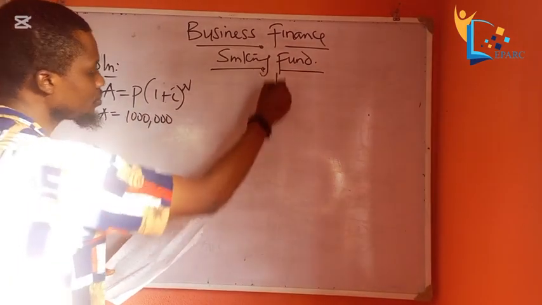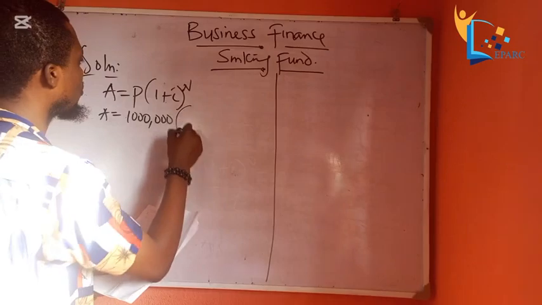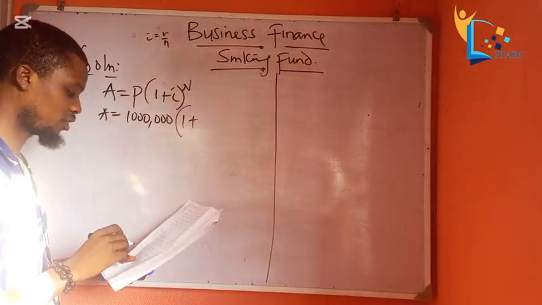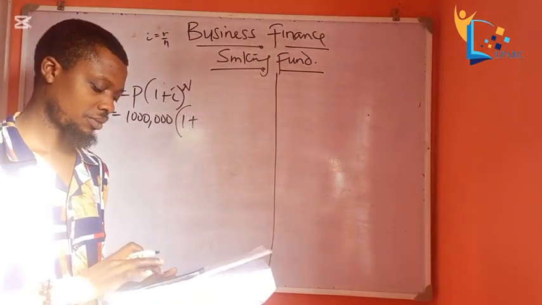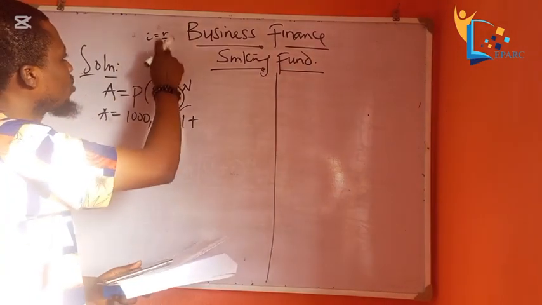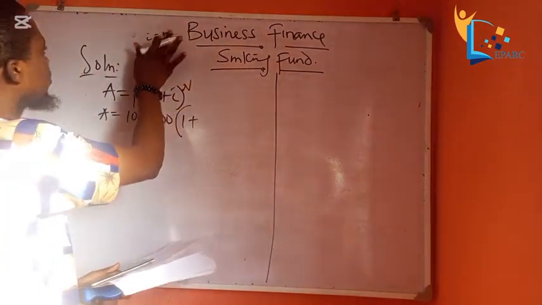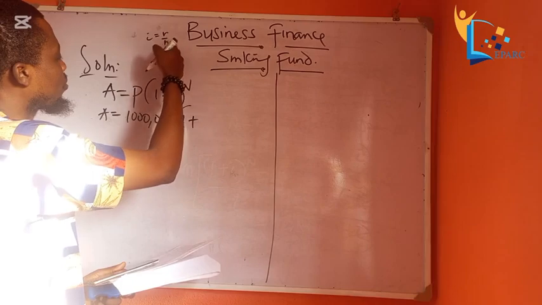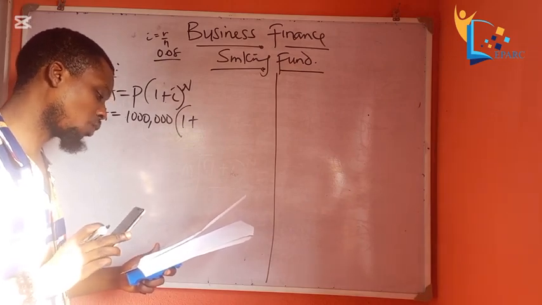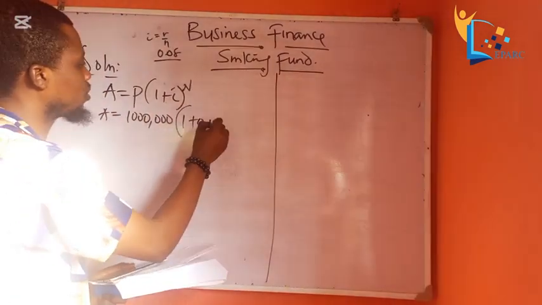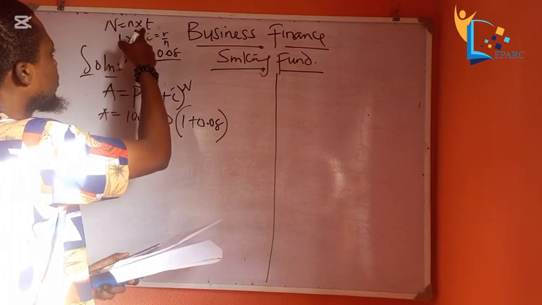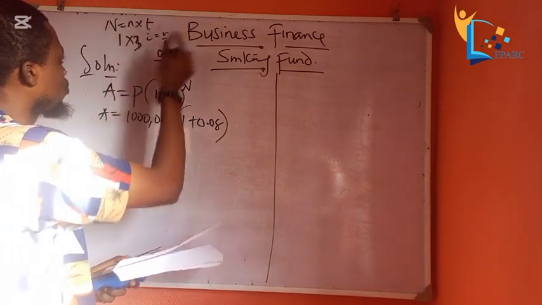1 million, open brackets, 1 plus I, remember I is equal to R over N. The rate here is 8%. Sorry, let me get my calculator. So the I here is R over N, which will give us 0.08 all over the number of times interest is compounded. The loan of 1 million is at 8% interest compounded annually, that is once in a year. So here we have 0.08. And n times t, number of times, which is 1 times the year, which is also 3. So 1 times 3 will give us 3.